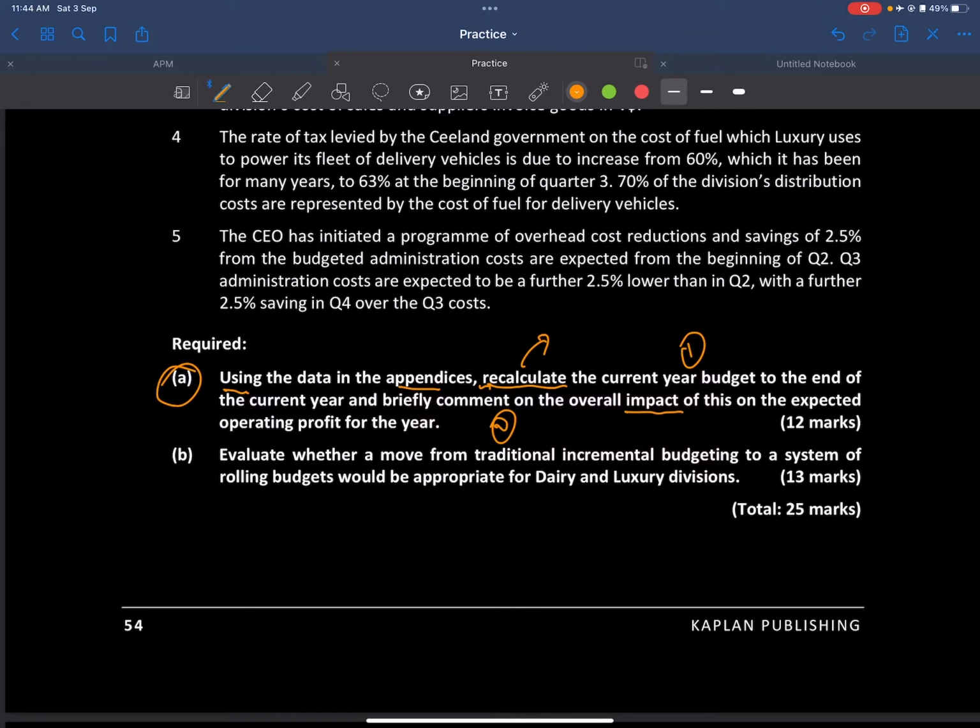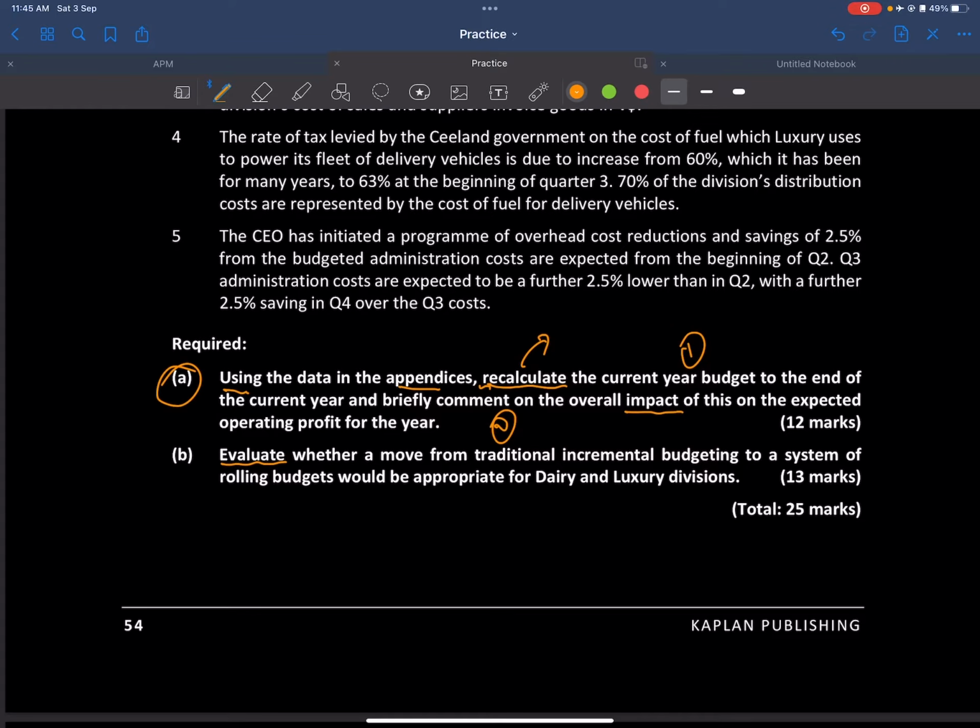So always, please read the question requirements properly. If you miss it, your 6 marks is gone, because it's 12 marks. I'm assuming the comment section to be of 6 marks, so 6 points, 1 mark per point. So recalculate the current year budget to the end of the current year. Okay, fine. Next thing is evaluate.